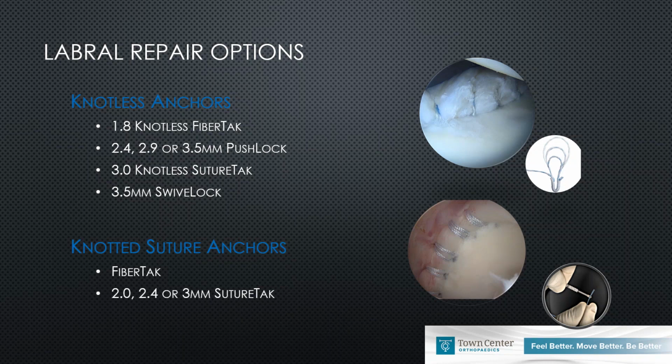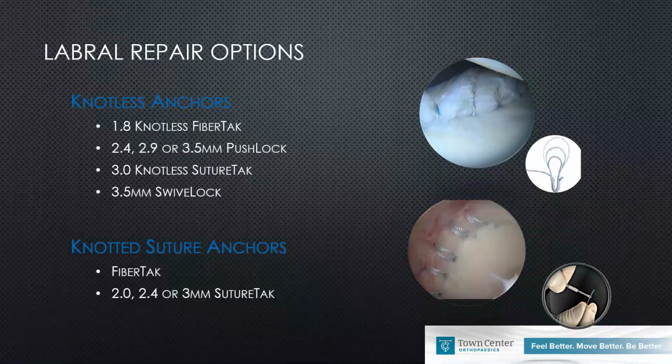So in terms of looking at our menu of options, my anchor of choice at this point, at least for primary, non-revision, quote-unquote straightforward repair, is the 1.8 knotless FiberTak. Obviously, the sizes go up from 2.4, 2.9, 3.5 in terms of PushLocks. I don't use a ton of those anymore. I think some of Arthrex's own internal biomechanical data may suggest that the FiberTak has probably a better pullout strength. The 3.0 knotless SutureTak, I had converted to when that first came out and was very happy for a while.